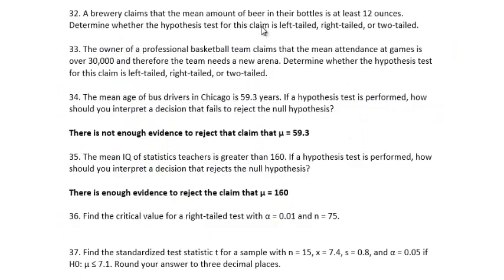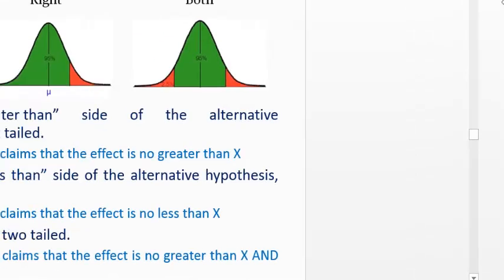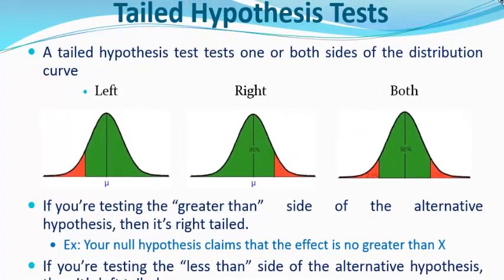Question number 32. A brewery claims that the mean amount of beer in their bottles is at least 12 ounces. Determine whether the hypothesis test for this claim is left-tailed, right-tailed, or two-tailed. Well, if you recall from the crash course, the tailed hypothesis test looked as follows. It depends which side of the distribution. This is a normal distribution where you have the low end over here, the high end over here, and the majority of cases in the middle at the highest points.